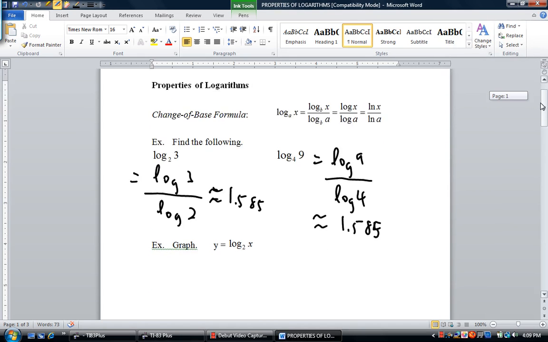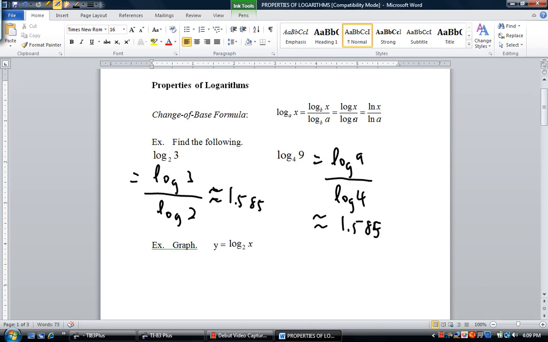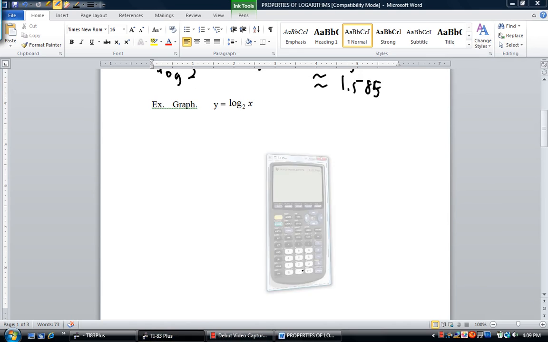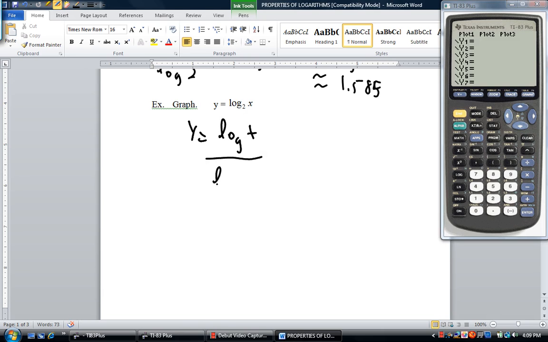So now we have a question like this. And by the way, the change of base is used mainly for the calculator. Big deal. Now we can graph log base of any number of x. Before you could only graph log of x or natural log of x. Now I can graph log base 2 of anything. And the reason I can is because that's the same as log of x over log of 2.